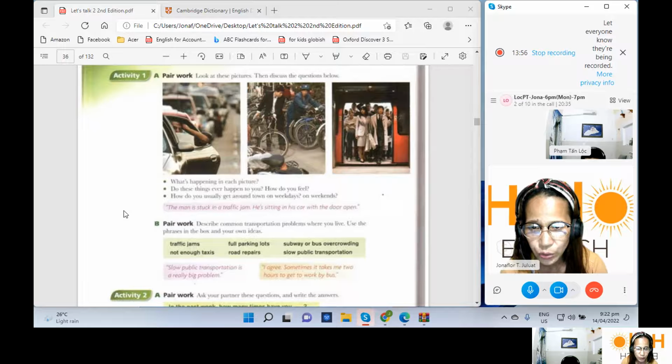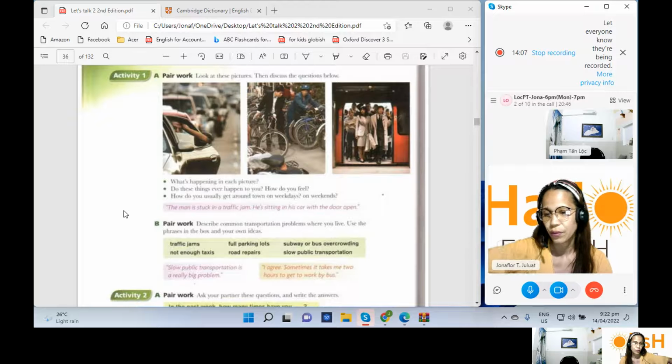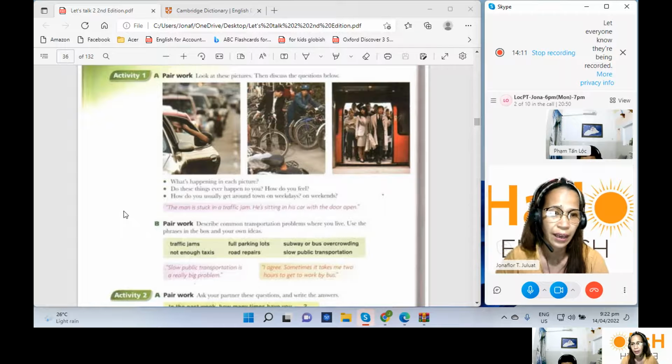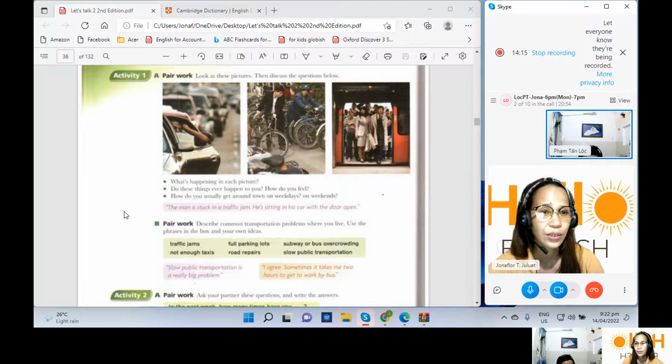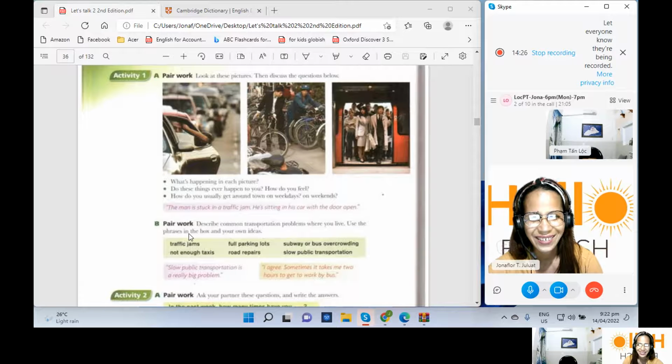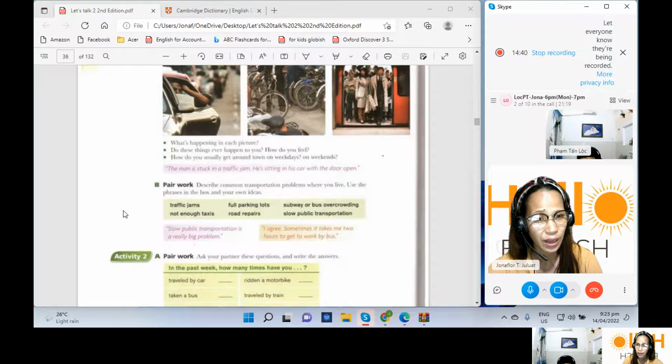Yes. Okay, how do you usually get around town on weekdays or on weekends? If you are going to town with your mom or with your dad, how do you usually get around? Using a car? Yes, I always do, but just sometimes I use my bike. Oh, wow, so you go to town using your bike? Yes. Oh, very good. I really like to travel on my bicycle. Yes, and it's one way of exercising, right? Yes, it's very good for your health.